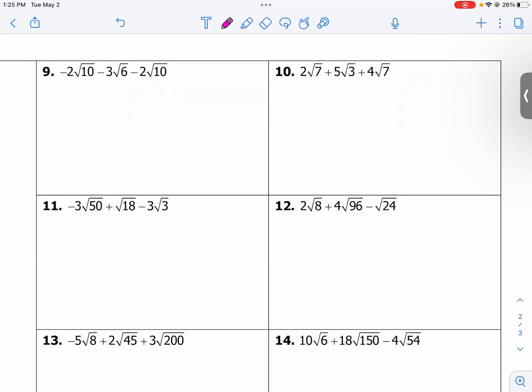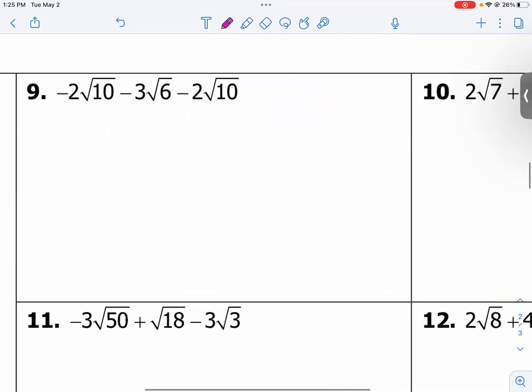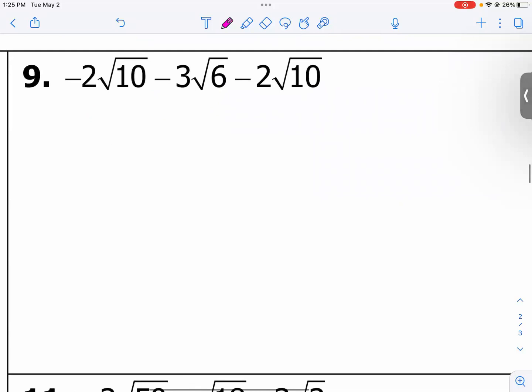First of all, I have a question. Let's go ahead and turn the page. In number 9, what do I do? Amy, what perfect square divides into 10? So these are simplified.